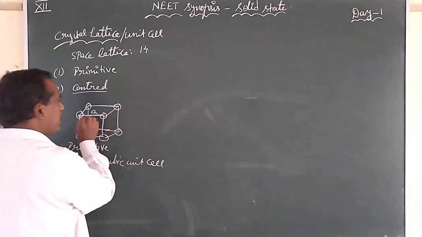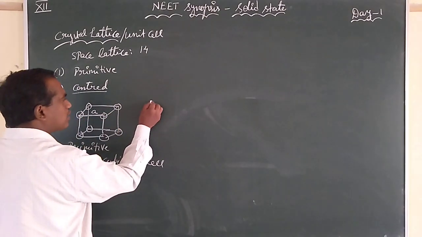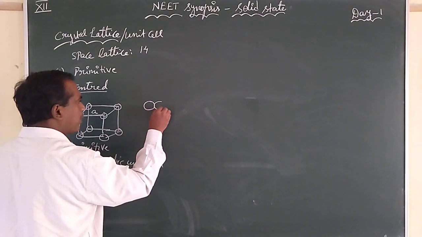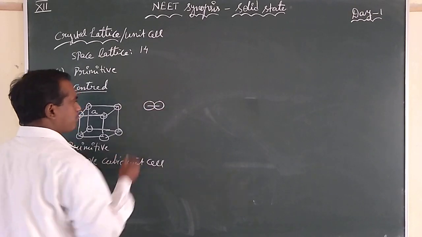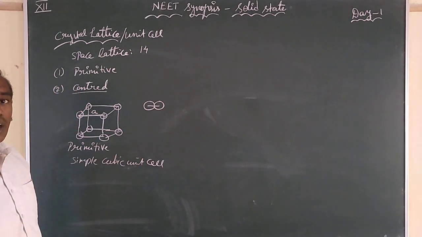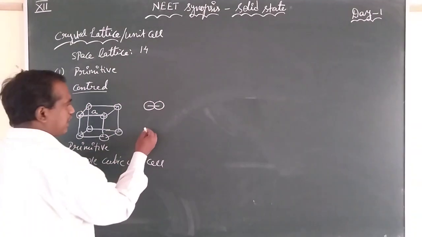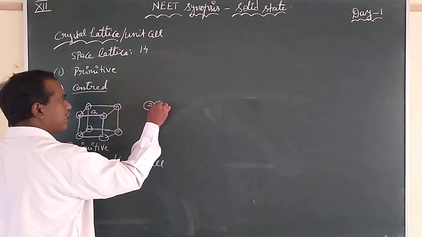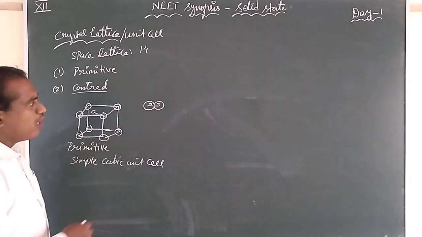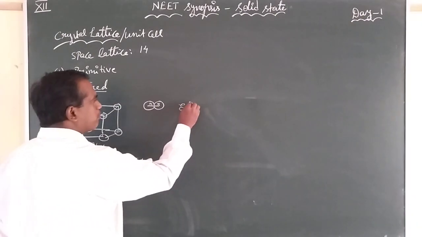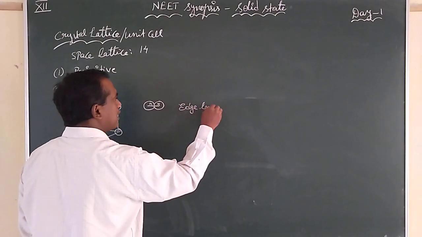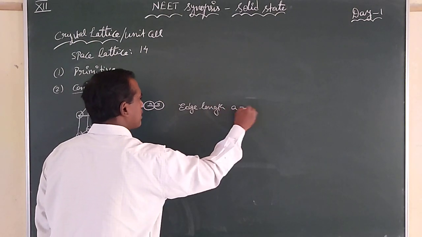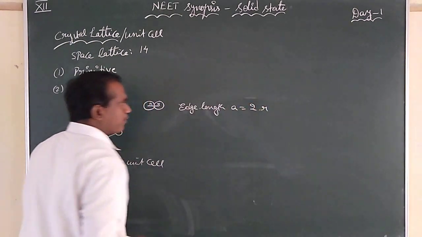Once we see in detail, two atoms are present on this edge length. How many atoms are present on this edge length? Two atoms. Here we are representing the radius as r and here as r. So how is the edge length given in the simple cubic unit cell? The edge length a is given as 2r.